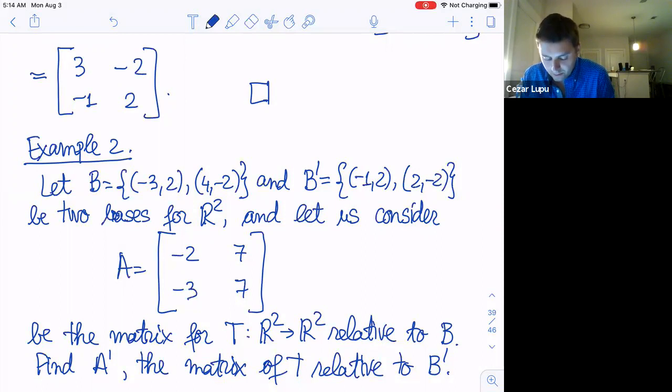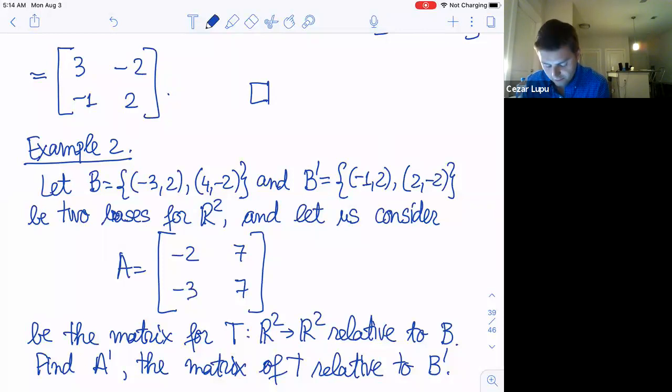So the first one is given by these two vectors, -3, 2, and the second vector is 4, -2. And my basis B prime is given by -1, 2, and 2, -2. So these are two bases for R2. And now let's consider the following matrix for my linear transformation T. So given a linear transformation T from R2 to R2, I know how its matrix would look.